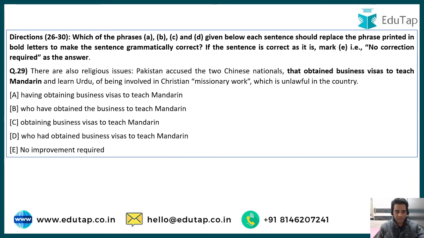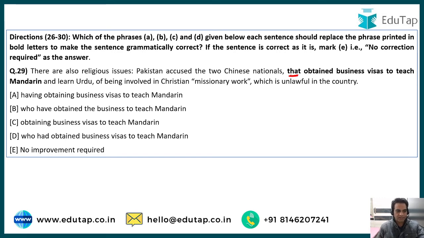There are also religious issues. Pakistan accused the two Chinese nationals that obtained business visas to teach Mandarin and learn Urdu of being involved in Christian missionary work, which is unlawful in the country. Okay, so first of all, that cannot be used for human beings, so that is wrong here.